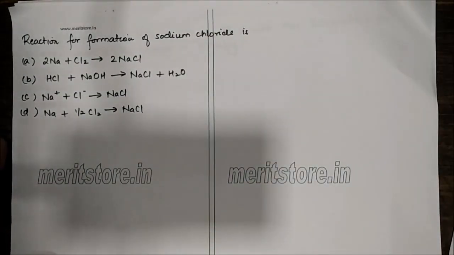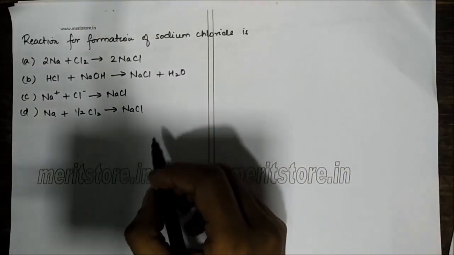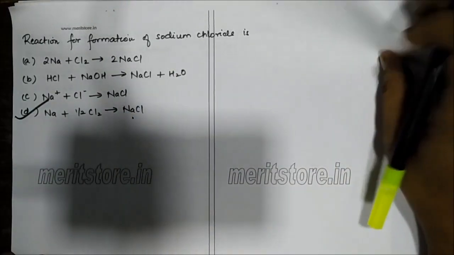Reaction for the formation of sodium chloride is... see, here we look into the formation of 1 mole of the compound. So 1 mole of the compound would be formed by option D.